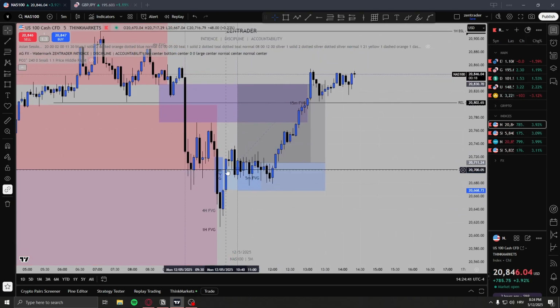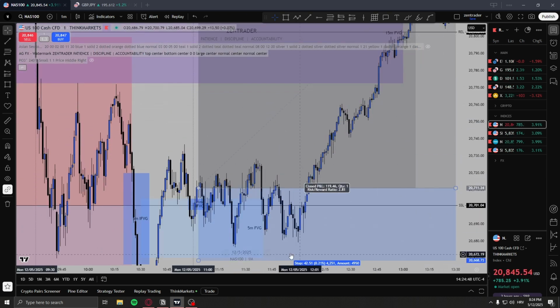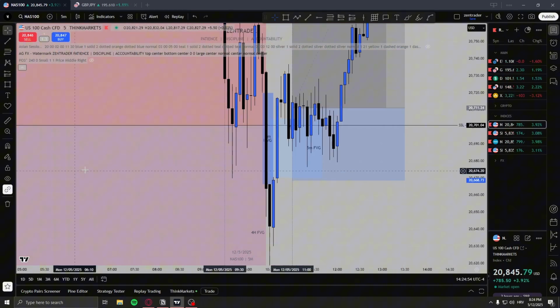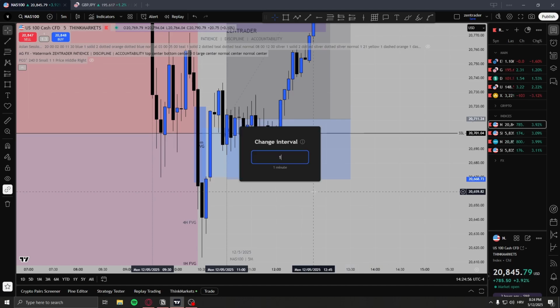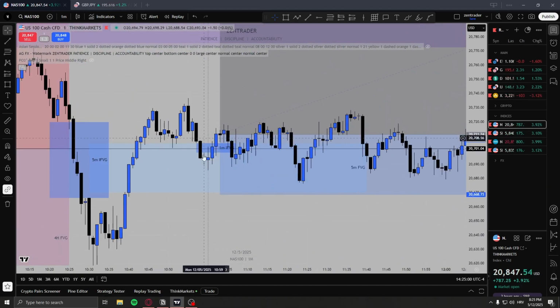Now we need a retrace. As you can see, we can retrace into this 5-minute fair value gap. We drop down to the 1-minute as soon as we retrace into it, and then we start looking for the entry. We see price inversing a 1-minute fair value gap right here.